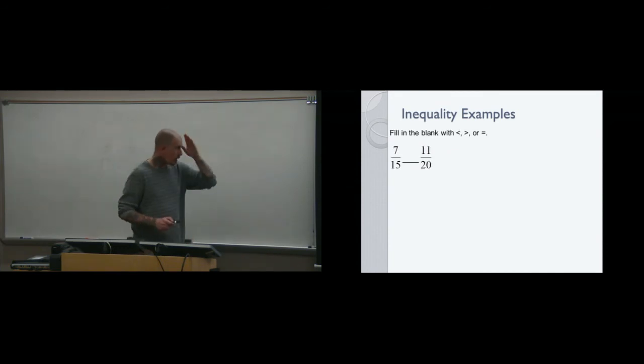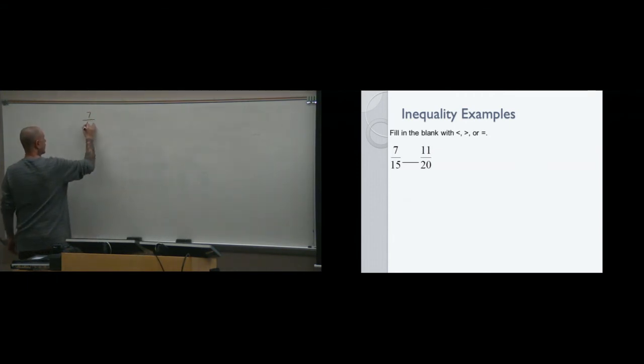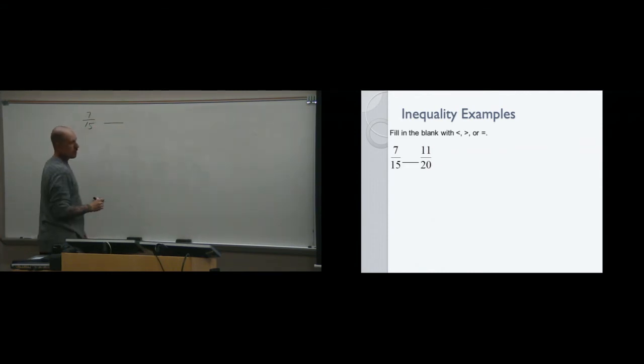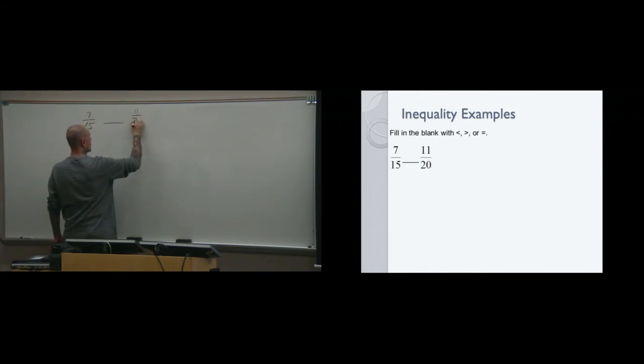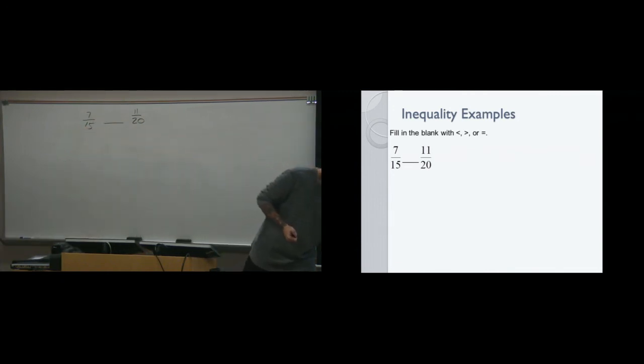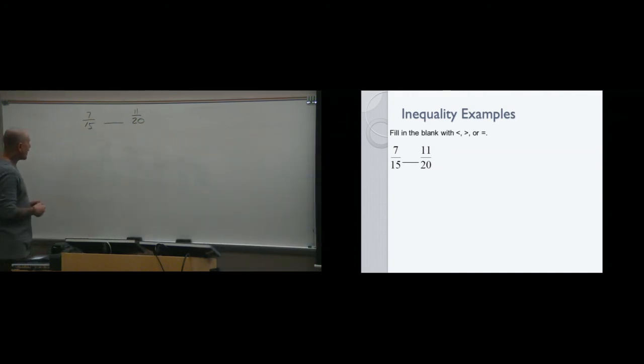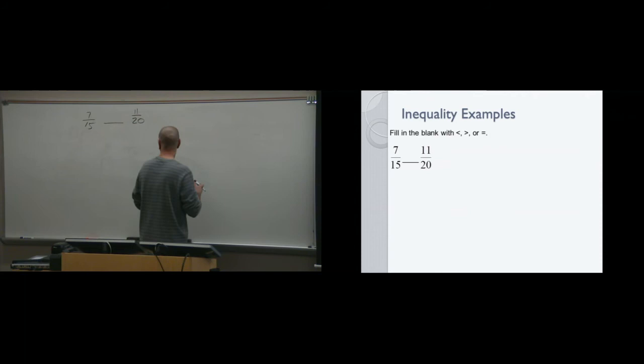All right, so the next thing we want to do is look at using inequality symbols with fractions. So if I have 7 over 15 and 11 over 20. First thing I want to do is, if I'm going to compare fractions, I need a common denominator to compare them. So I need to find a common denominator between 15 and 20. Well, one way we can do that is with multiples. So let's just try multiples first, because that usually tends to be easier if it happens fairly soon.